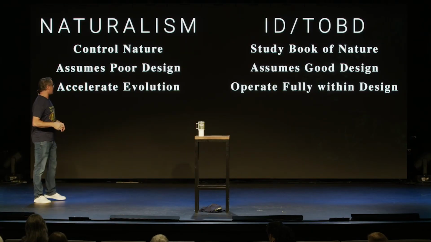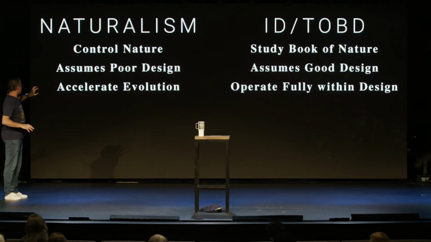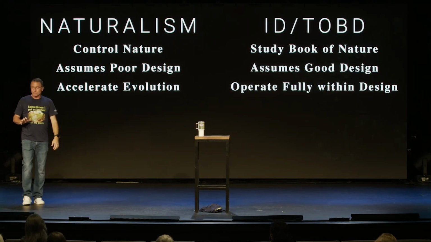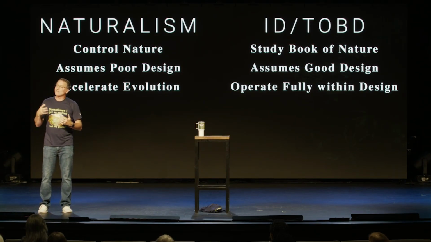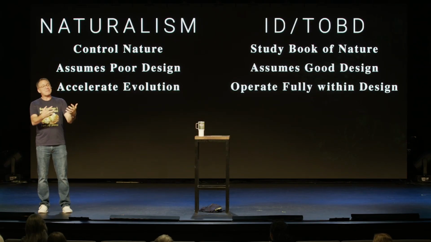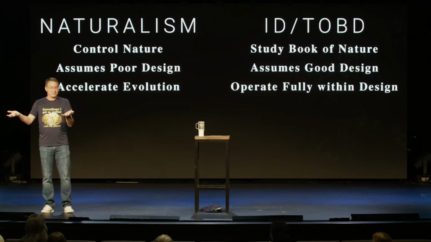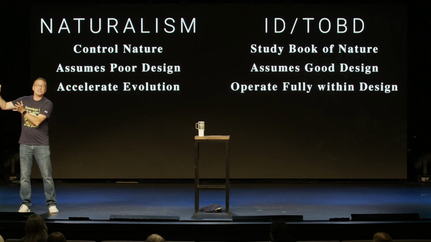Let's better understand the design. So look at the difference in this. With naturalism, with atheism, our goal is to control nature. It assumes poor design because everything's accidental and happenstance. We're going to accelerate evolution. Now, some of the most wretched things that humans have done to each other in history are because of an evolutionary worldview. Go look up eugenics in the early 1900s, literally gene cleansing. Literally genocide to eliminate weaker genes, because what does evolution, natural selection tell us? It's a narrative of survival of the fittest. So what we're doing is eliminating the weak ones so that we can create a more superior human race.